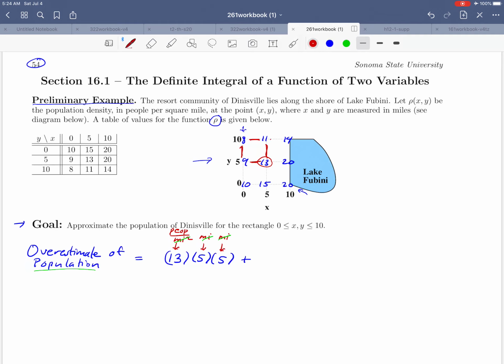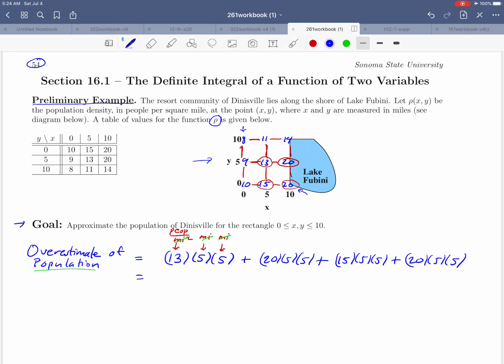So what about the square right to the right of that? Same strategy. We want an overestimate, so we'll take the biggest population density. That's going to be 20. And we will multiply it by its area, which is also 5 times 5. Continuing on, the next square would be the lower left one. Biggest population density is 15. So we'll take 15 times 5 times 5. And then finally, 20. That's the biggest population density in the lower right square. So we're going to get 20 times 5 times 5.